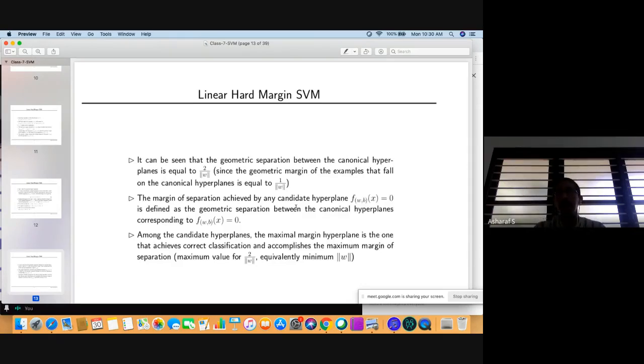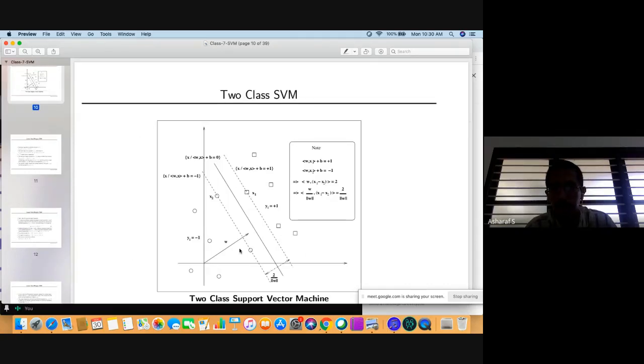Among the candidate hyperplanes, the maximal margin hyperplane is what Vladimir Vapnik suggested. The maximal margin hyperplane is the one that achieves correct classification. You need to make sure that yi into W transpose x plus b is greater than or equal to 1 for any point, because yi is negative on the lower side and positive on the other side. So it will always be greater than or equal to 1, primarily because we don't allow anybody to fall between these two canonical hyperplanes.